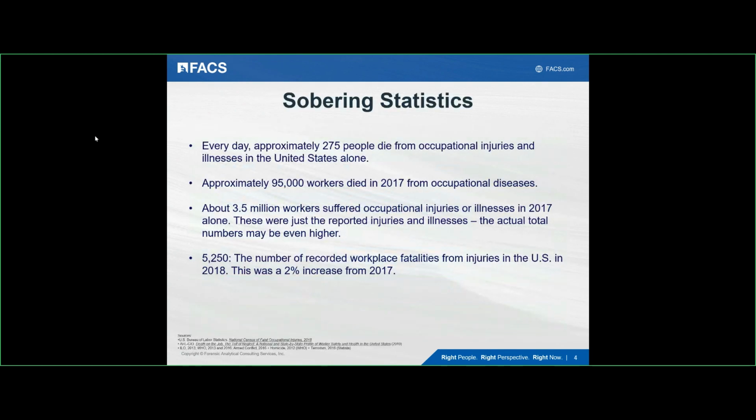So it is quite sobering to know that approximately 275 people die from occupational injuries and illnesses in the U.S. alone on a daily basis, resulting in 95,000 workers dying in 2017, not from occupational injuries, but from occupational diseases. Expanding that statistic worldwide, there were roughly 3.5 million workers who died in 2017. And sadly, those numbers are most likely higher due to inconsistent reporting, especially throughout the developed world.